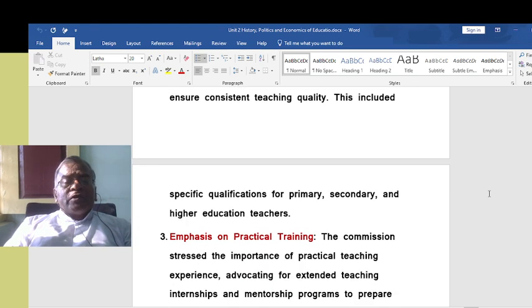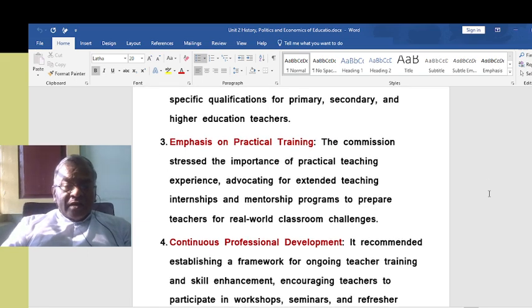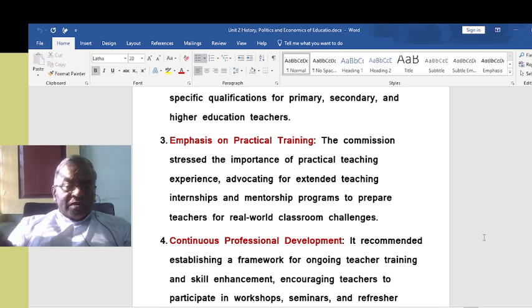This included specific qualifications for primary, secondary, and higher education teachers. Then there is an emphasis on practical training by this commission. The commission stressed the importance of practical teaching experience, advocating for extended teaching internships and mentorship programs to prepare teachers for real-world classroom challenges. This NCT did the great service on this, and because of that I think we had the component of practice sessions in the schools.